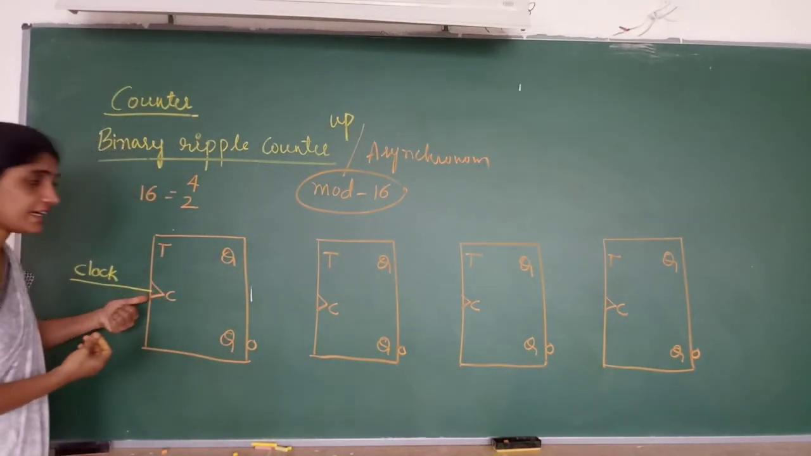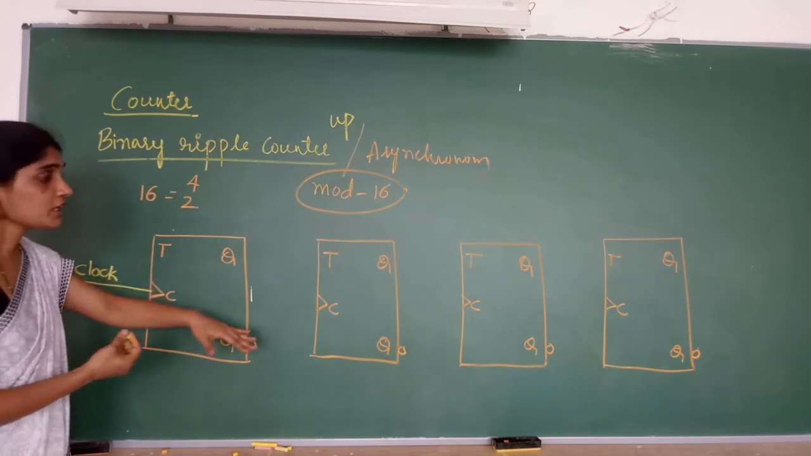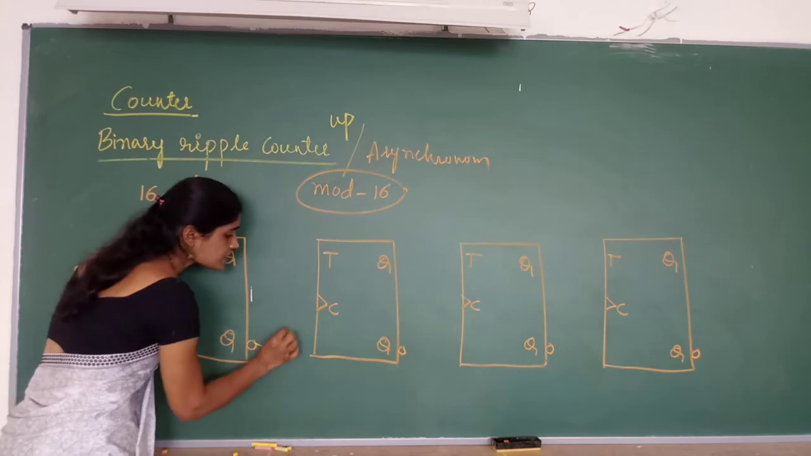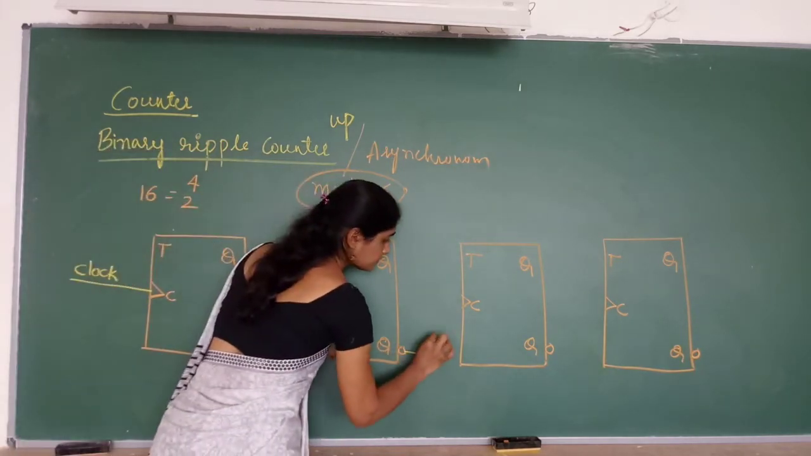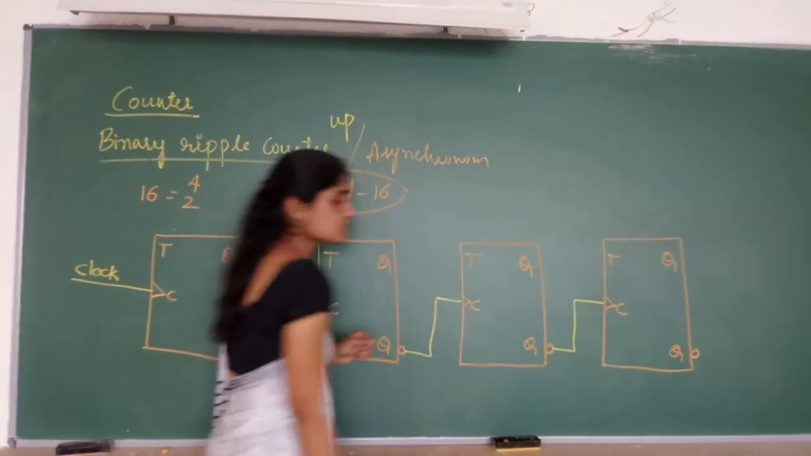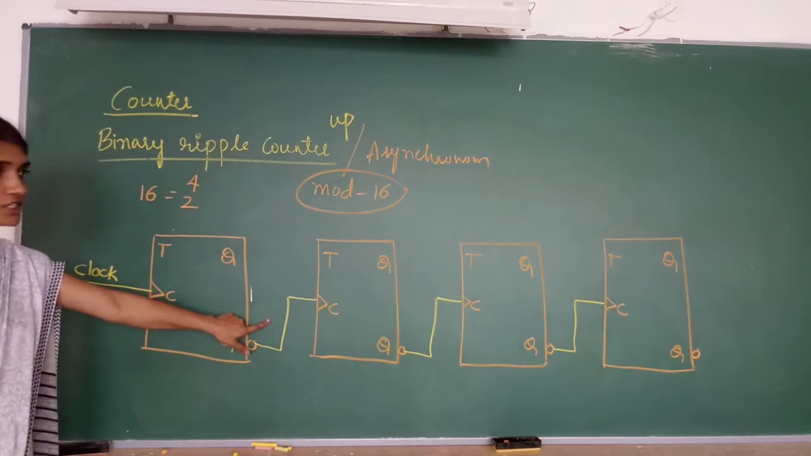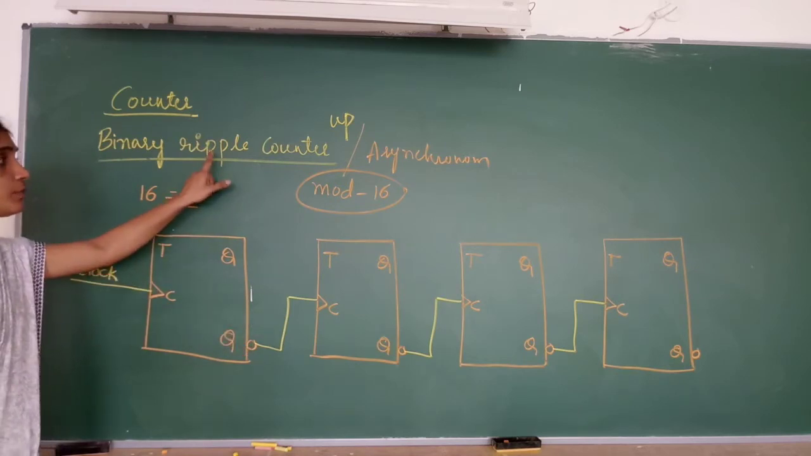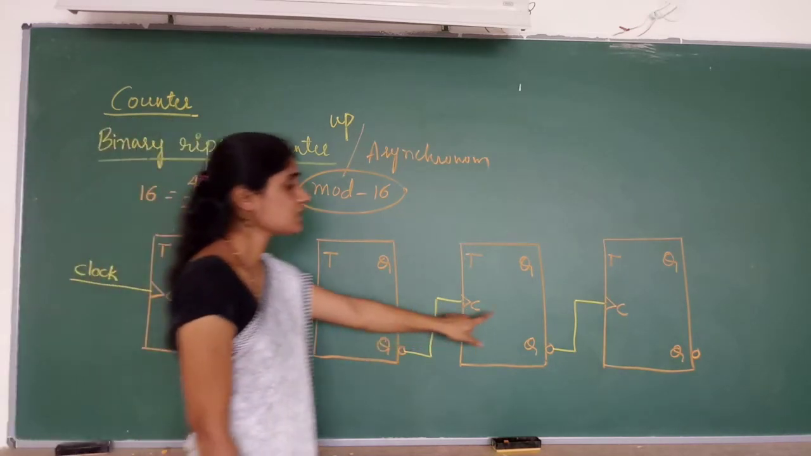The clock is given directly to the first T flip-flop. For the remaining flip-flops, Q bar is given as clock. Okay, very important connection. For the binary ripple up counter, Q bar is given as the clock pulse.